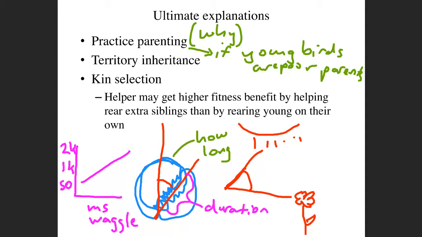Another ultimate explanation, another why, is that a potential benefit of helping is maybe you can inherit territories. Now, the benefits of that are going to be greater if you're not related than if you are related, right? Because if you are related and you get to mate with your mother or father, that might lead to offspring with a high frequency of recessive deleterious alleles.